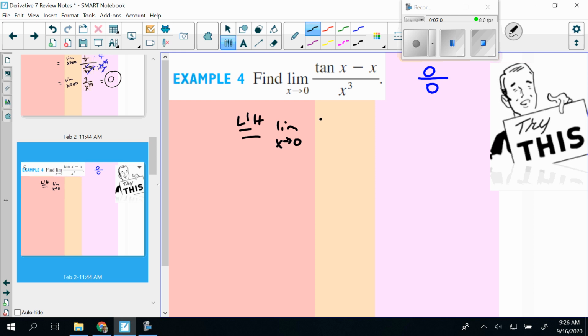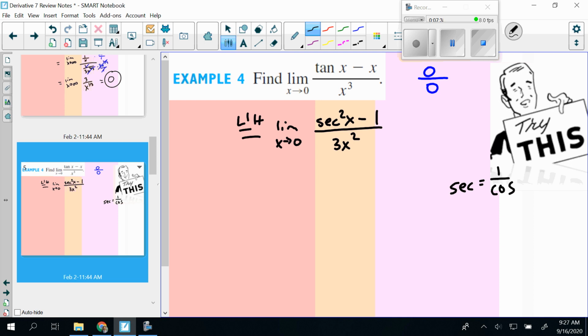So the derivative of tangent is secant squared. Derivative of x is 1. Derivative of the bottom is going to be 3x squared. What do we get now if we plug in 0? Secant squared, remember that's secant, the same as 1 over cosine. So what do we get if we did 1 over cosine squared? Well, cosine of 0 squared. Cosine 0 is 1. And so we'd have 1 over 1 squared, which is 1.